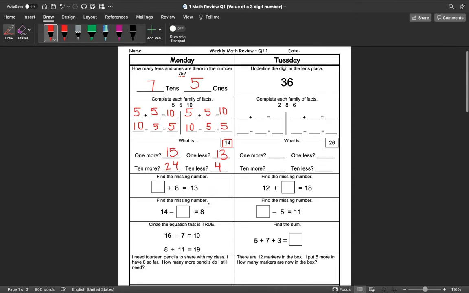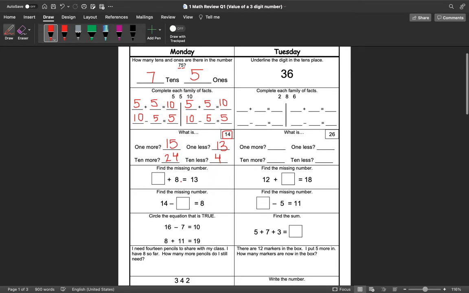All right, we're going to find the missing number in this addition problem. So what number plus 8 equals 13? You can, if you need to, draw 13 lines and cross out 8 of them to see what your number is. You would get 5. And you can check your answer by checking to see if 5 plus 8 equals 13.